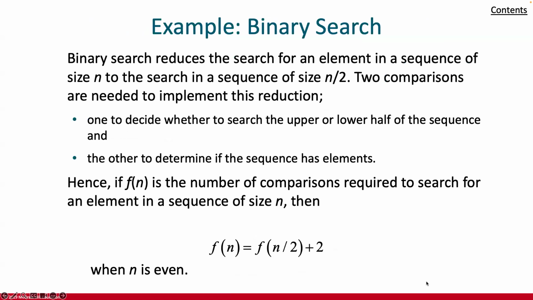So here's an example for a binary search. Binary search reduces the search for an element in a sequence of size n to a search in a sequence of size n divided by 2. Two comparisons are needed to implement this reduction, one to decide whether to search the upper or lower half, and the other to determine if the sequence has elements. Hence, if f of n is the number of comparisons required to search for an element in a sequence of size n, then f of n is equal to f of n divided by 2 plus 2 when n is even.